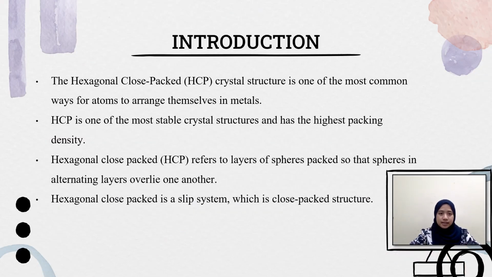Next, for the introduction, the hexagonal closed-pack (HCP) crystal structure is one of the most common ways for atoms to arrange themselves in metal. HCP is one of the most stable crystal structures and has the highest packing density. After that, hexagonal closed-pack HCP refers to layers of spheres packed so the spheres in the alternating layers overlay one another. Lastly, hexagonal closed-pack is a slip system which is a closed-pack structure.